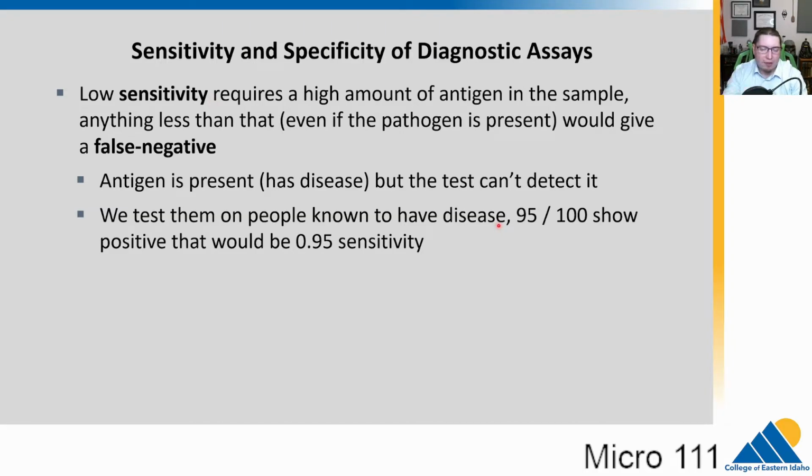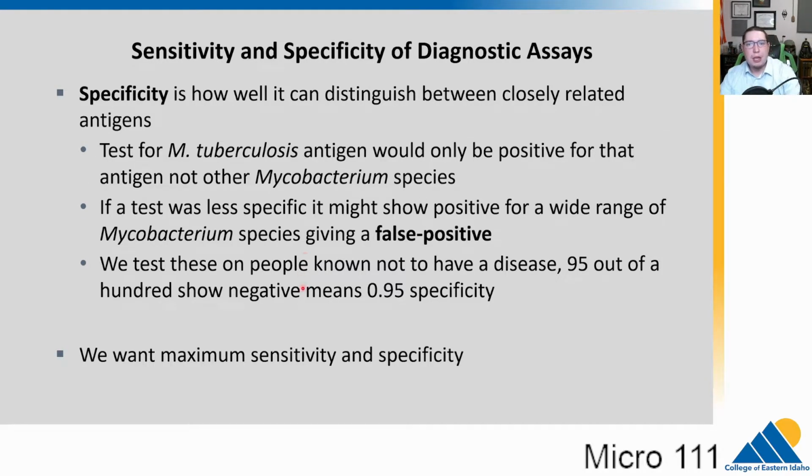When these tests are being designed, they actually do clinical tests where they measure the sensitivity, and there are certain cutoffs, right? Sometimes this is limited to certain sensitivities for certain diseases, but oftentimes we're willing to sacrifice a little bit of sensitivity for the speed of the test. In the case of specificity, it's how well it distinguishes one antigen from another antigen.